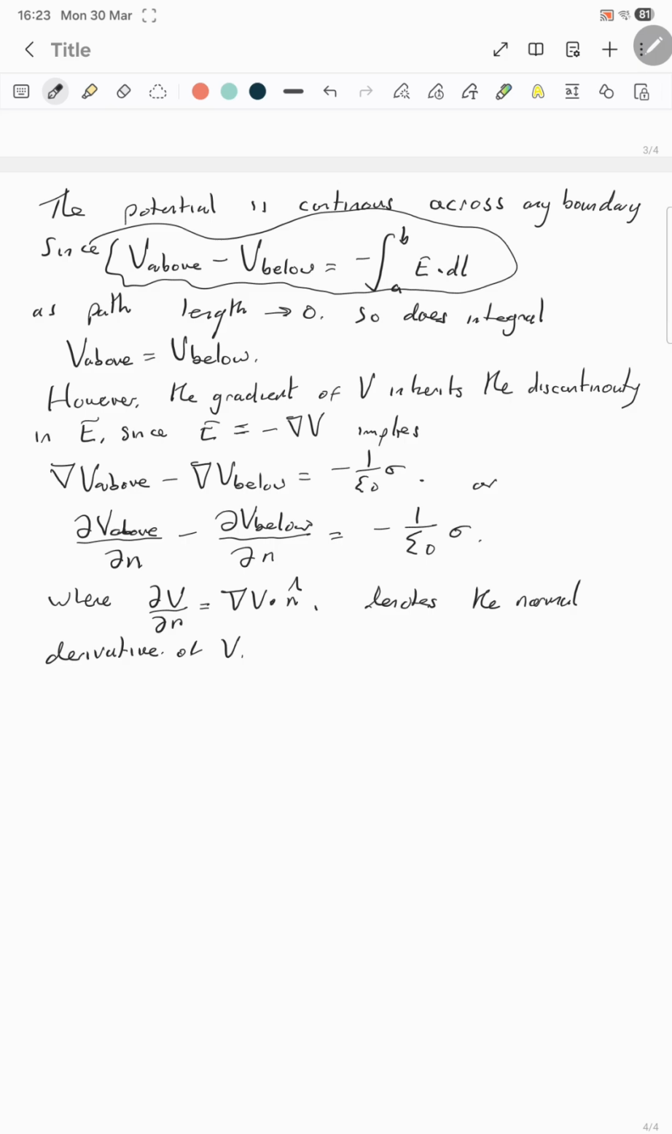Now, as the path length goes to 0, so does the integral of V above minus V below. However, the gradient of V inherits the discontinuity in our electric field, since, again, by this relation, that implies this. Now, or in a more differential form, the derivative of V with respect to n, taking our del, equals this. Now, this denotes the normal derivative of V.